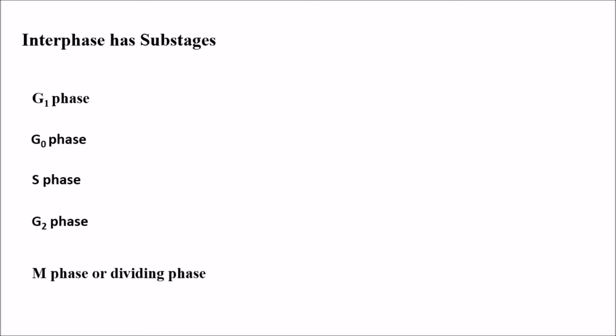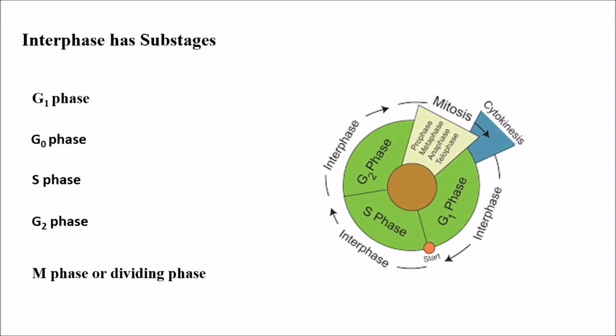Interphase has substages also. So, what are the substages here? G1 phase, G0 phase, S phase, G2 phase, and M phase. So, interphase has substages like G1 phase, G0 phase, S phase, and G2 phase, followed by M phase. M phase can also be called the mitotic phase. It is preceded by interphase, and in M phase, we have cytokinesis also.